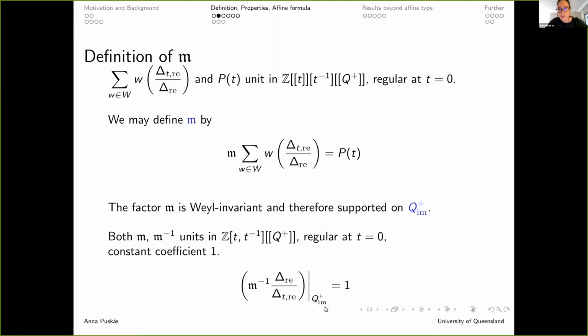So I would like to spend some time with this equation. So what this means is M inverse is some power series, delta real over delta t real is some power series. And when they are multiplied, then that has essentially no support on the positive imaginary root cone. This determines M inverse uniquely. So one can compute M inverse from this, and we'll see examples of this in a few moments. Okay.